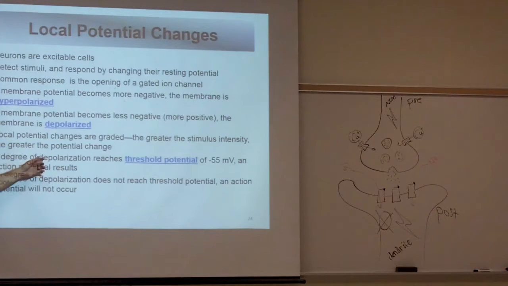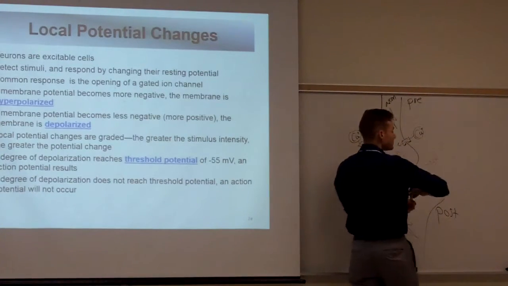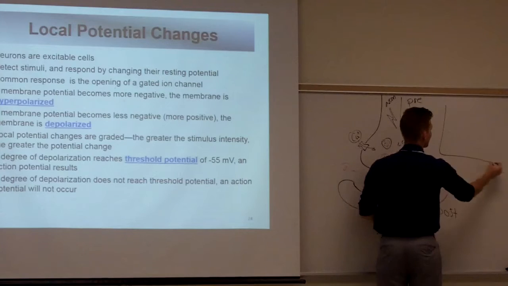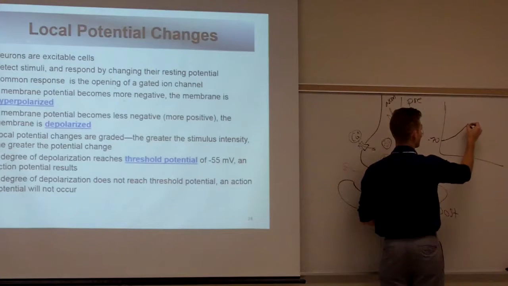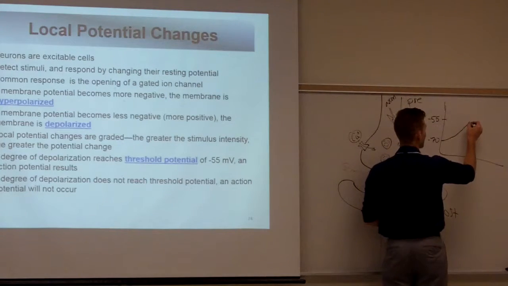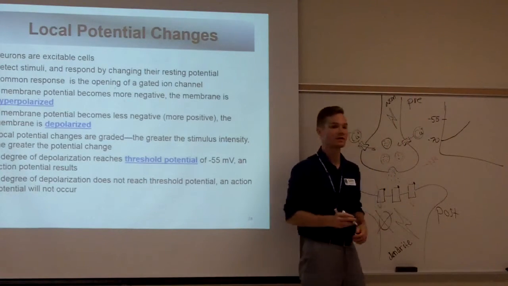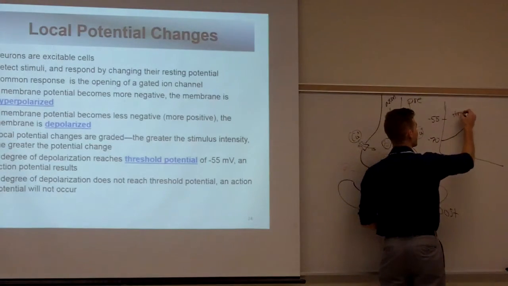The threshold potential, this is also another magic number, is negative 55. Here's a chart of the voltage, okay? Once a neuron goes from negative 70 and hits negative 55, that begins a nerve impulse. It's at that specific point where we reach threshold.